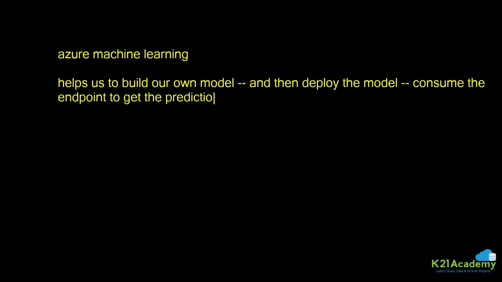This is what we can go ahead and do. So basically, we can first build our own model. It's an end-to-end platform. First you can pass your data, then you can pre-process the data, then you can build your model, then you can deploy your model. Then you can consume the model once it is deployed via the endpoint to get the prediction on the model. So this is what we call Azure Machine Learning.